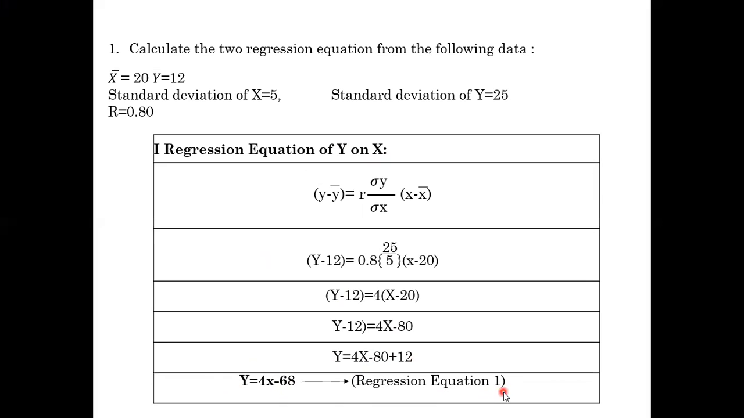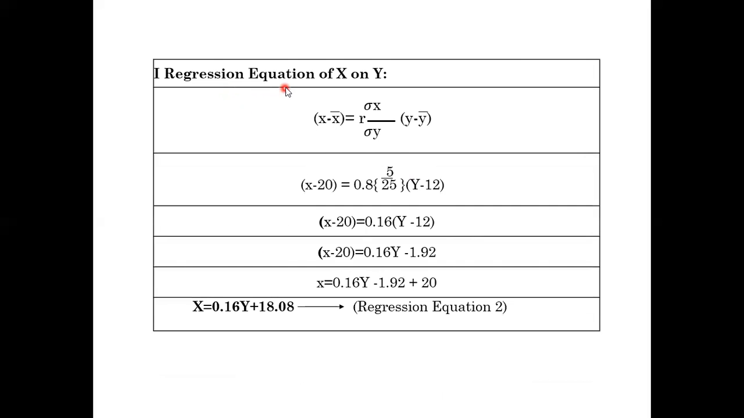Okay, students. Next, we move on to regression equation x on y. For this, the formula is x minus x mean is equal to correlation into standard deviation x divided by standard deviation y, into y minus y mean. The x mean 20 is given in the problem, 0.8 is the correlation given in the problem, standard deviation x is 5 and standard deviation y is 25, and y mean is given in the problem as 12.